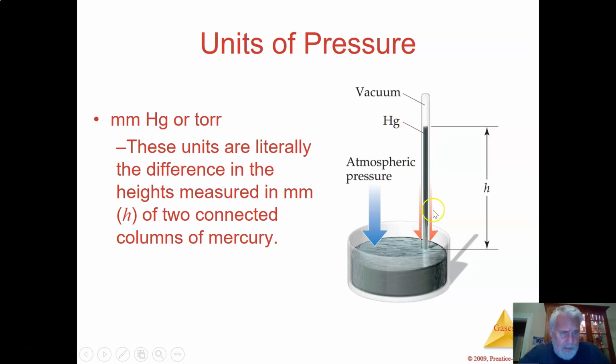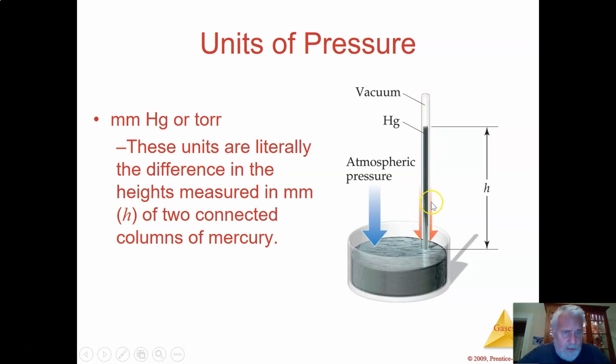But if you had a glass tube and you filled it with mercury and then inverted it into this pool of mercury, the mercury will come down because gravity is going to pull it down.